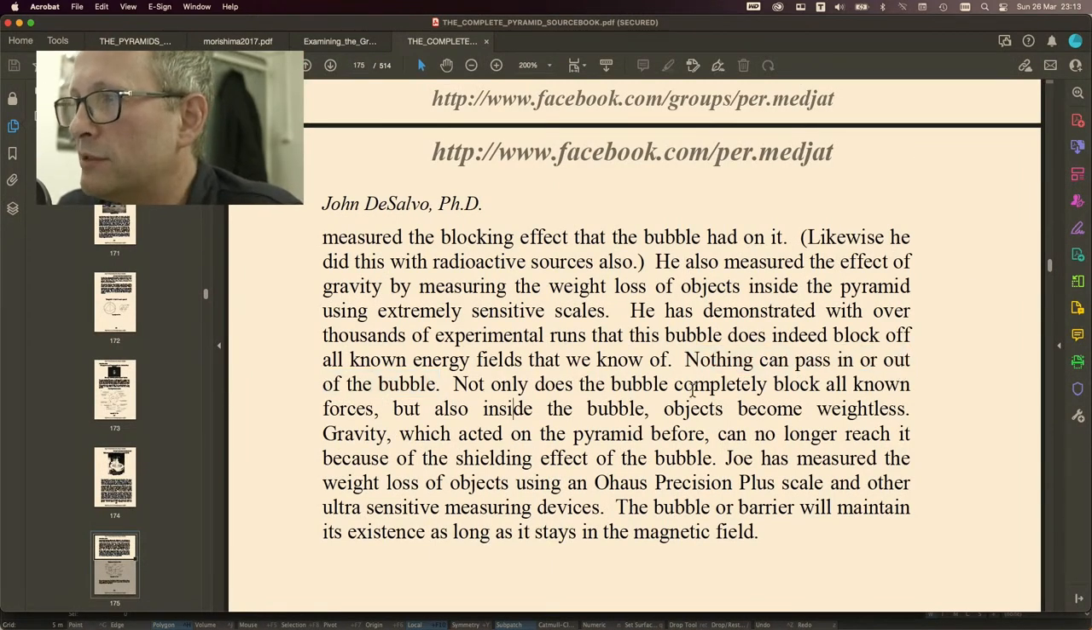Not only does the bubble completely block all known forces, but also inside the bubble, objects become weightless.